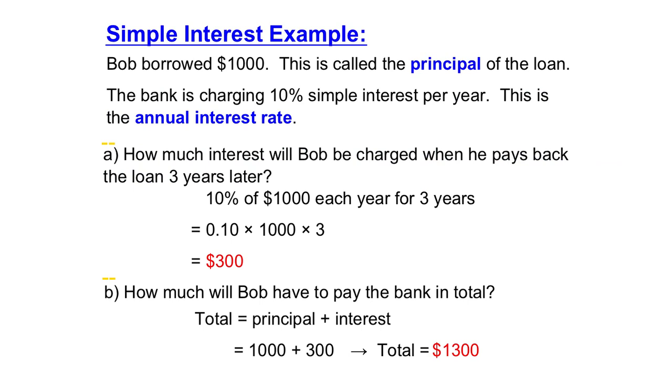Now, before I get into an example of compound interest, let's start by just reviewing a simple interest example. Bob borrowed $1,000. That's the principal. The bank is charging 10% simple interest per year. That's the interest rate. So we use our I equals PRT, and we find that there's $300 in interest. So the total amount he has to pay back is the $1,000 plus the $300 in interest. We get a total of $1,300 that he has to pay the bank.